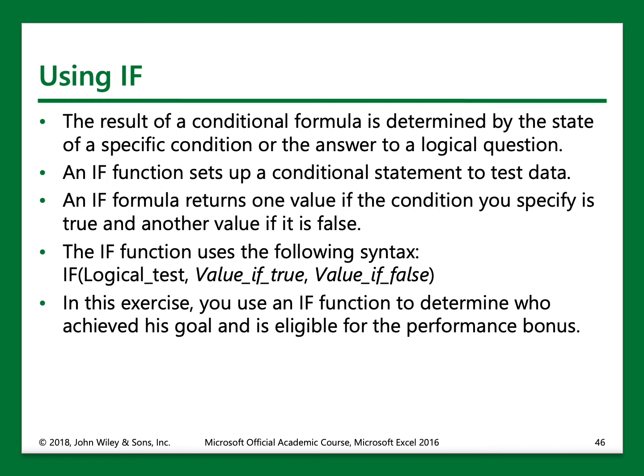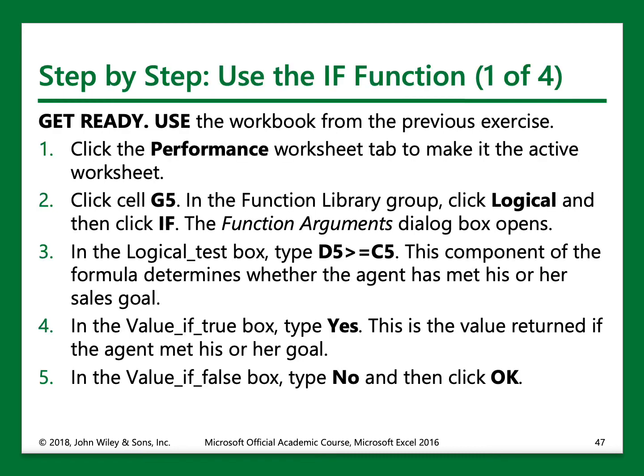So in this exercise, we're going to use the IF function to determine who's achieved their goal and whether or not they're eligible for the performance bonus. So if you go to the performance worksheet tab to make it the active worksheet, and then click on cell G5, you can either click on logical and go to IF, or just start typing IF. So what we're going to do is check whether the value in cell D5 is greater than or equal to the value in C5. We'll be comparing targets with actuals.